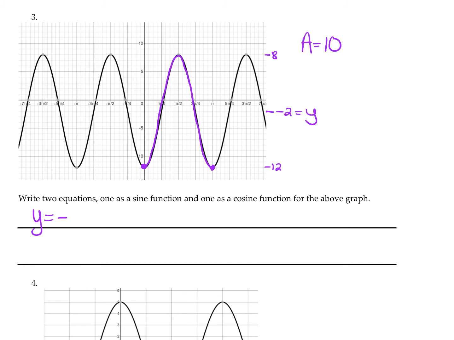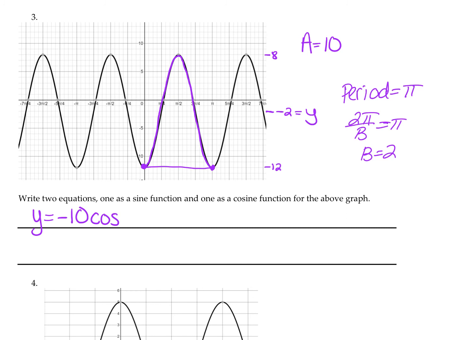Let's look at that period. So if I'm starting at 0 and going to pi, that means my period is pi. So if I do 2 pi over b equals pi, that means b would equal 2. And I have no phase shift, so I think I have all my information. So negative 10 cosine, my b is 2 times x, because there's no phase shift. And then I went down 2. And so that would be that cosine function.